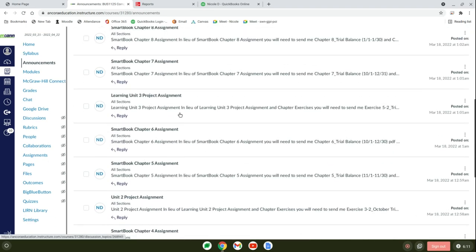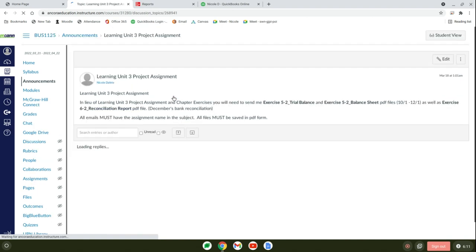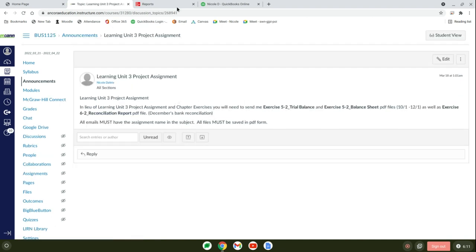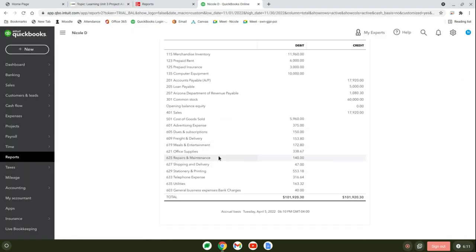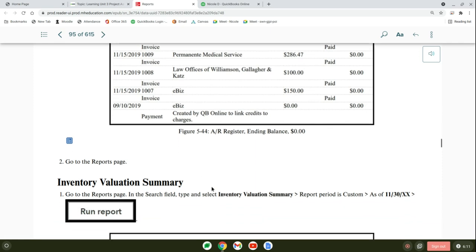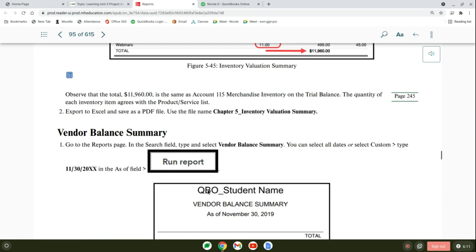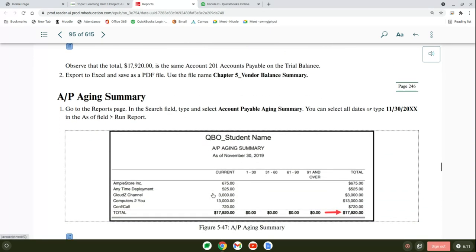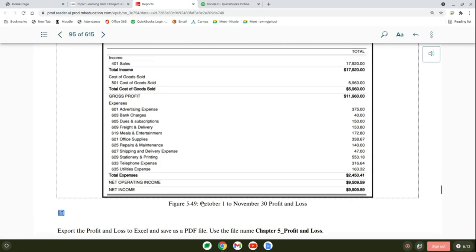And the Unit 3 project from the homework, you need to give me the trial balance and the balance sheet. All right, so I just wanted to make sure that we were aware of what we had to save. So the next one we have to do is the balance sheet. I'm not going over how to save anymore because you should all know how to save. And I'm not going to do the balance sheet because you should all know how to bring up the balance sheet and save the balance sheet.